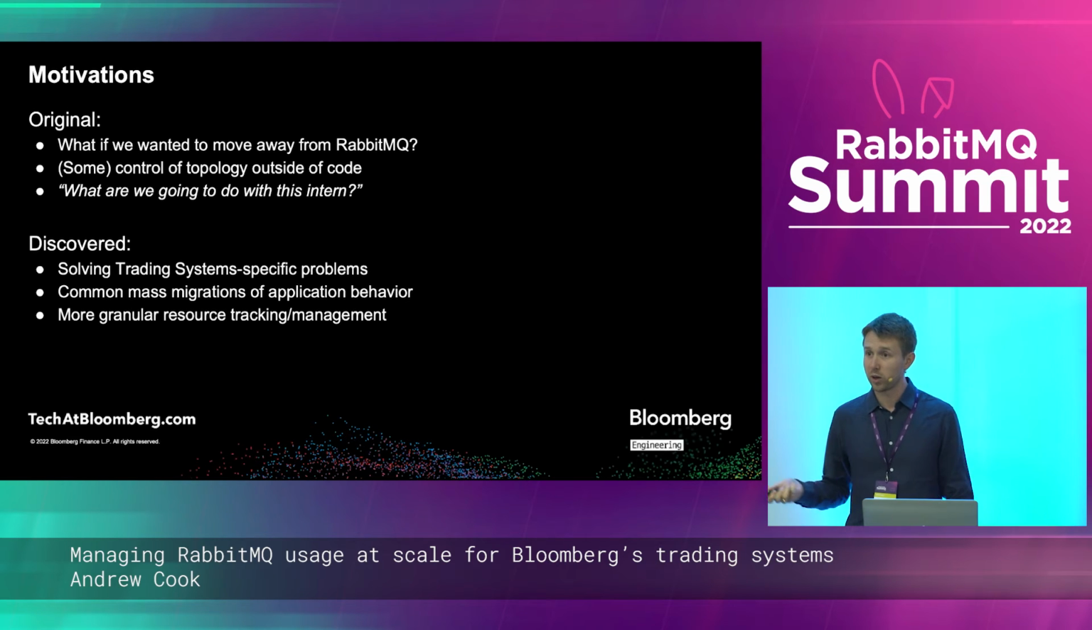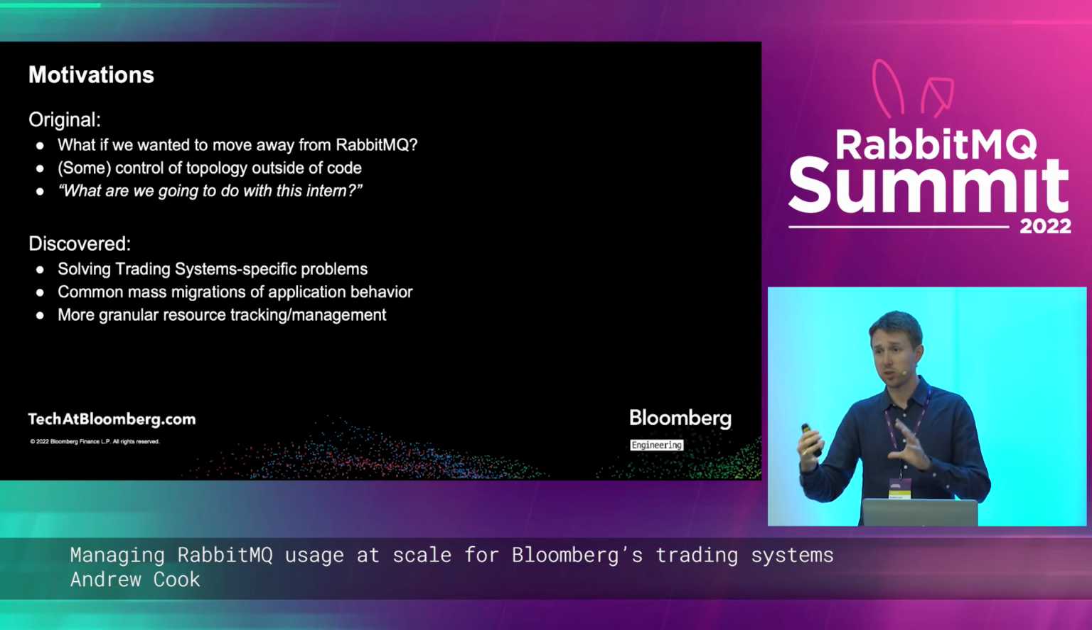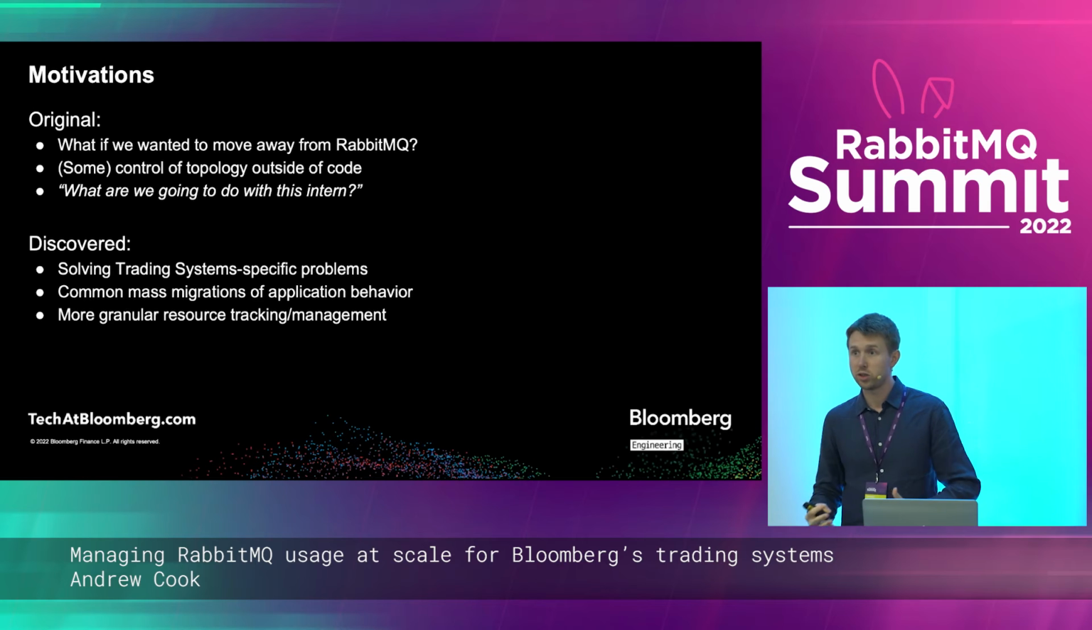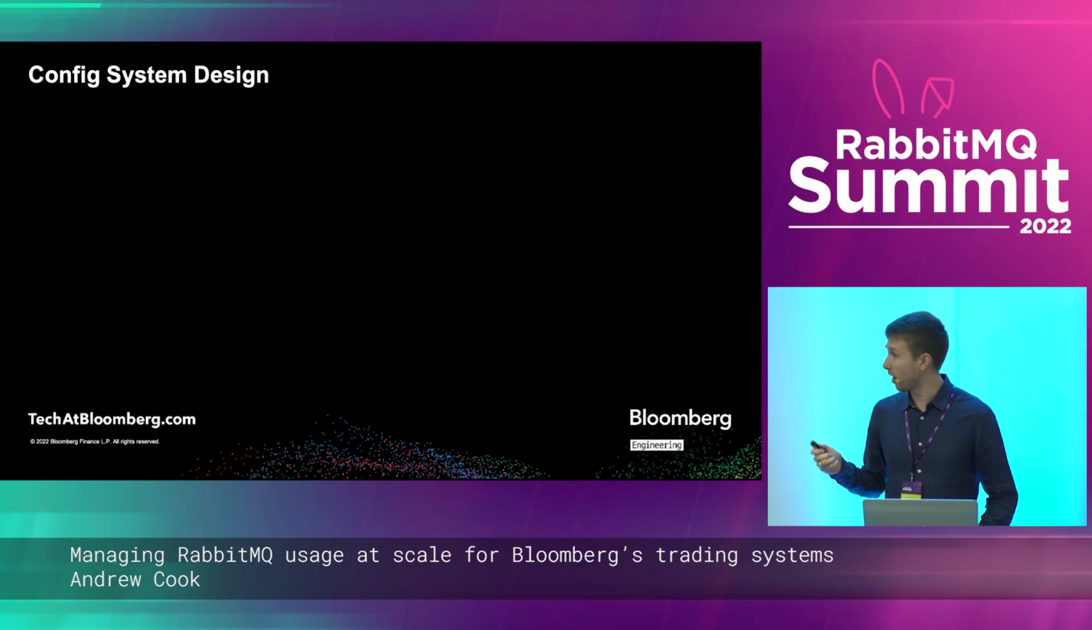It just happens to be at Bloomberg that the way we track RabbitMQ resources is all scoped to the vhost level. It was very useful to us to capture this information about what queues you're using, what exchanges you're using, what your consumption patterns are, and we could use that to get some really interesting insights into our system.